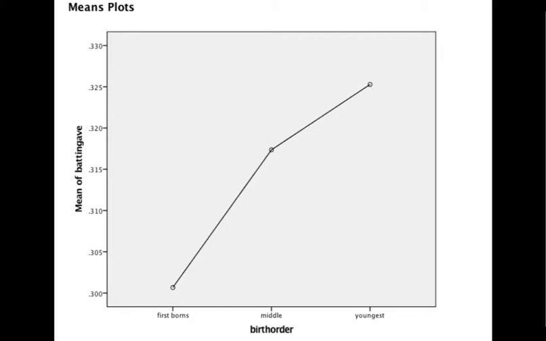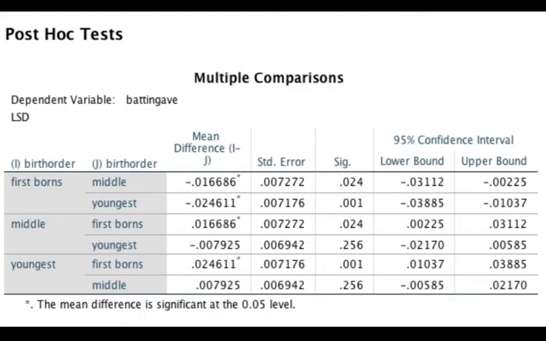But to determine if the differences in these groups is statistically significant, we need to look at our post hoc results. Under our post hoc tests, we see the comparisons for all of our groups, and we see the information repeated. We would look at firstborns versus middle children, and our p-value is 0.024. That is under 0.05, so that is statistically significant.